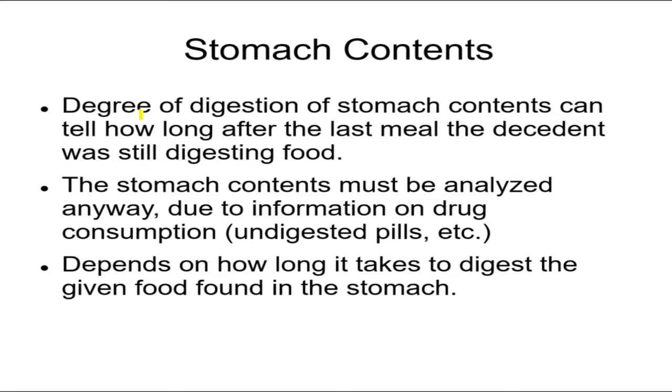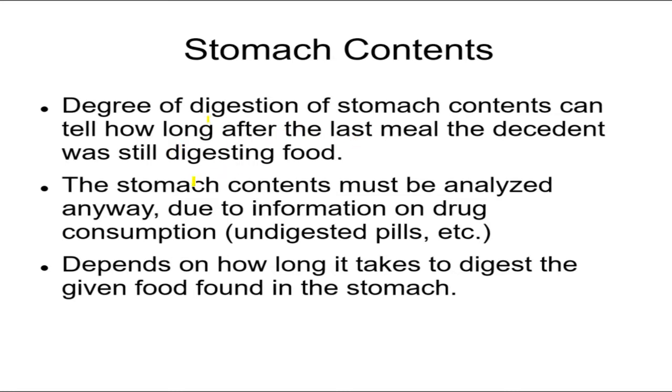We can also get it from the stomach contents. Depending on the kind of food, it takes a certain amount of time to digest certain amounts of food. So we take a look at the food in the stomach. We try to find out when he ate his last meal, and we say, okay, let's say it takes 3 hours to digest this. It's 1/3 digested. It must have been an hour after he ate. That's when he stopped digesting it. That's when he died. Okay, fine.